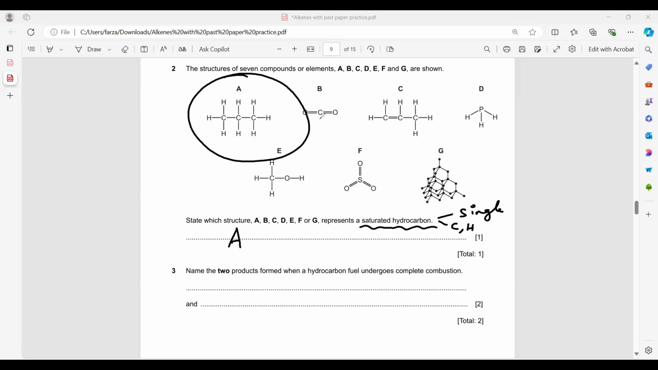Try to see them as well. This has a double bond, so this is not a saturated hydrocarbon. It's an unsaturated hydrocarbon. So C is also an unsaturated hydrocarbon. Here, this is not even a hydrocarbon because it has a phosphate in it. And then you have oxygen here, so this is also not a hydrocarbon. Sulfur, not a hydrocarbon. And this is the structure of diamond. The carbon atoms are tetrahedrally arranged here. So the answer is A.